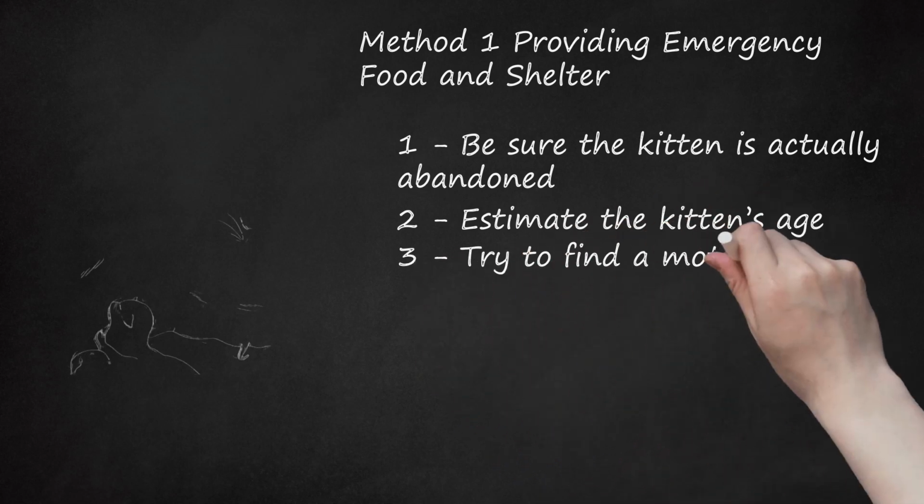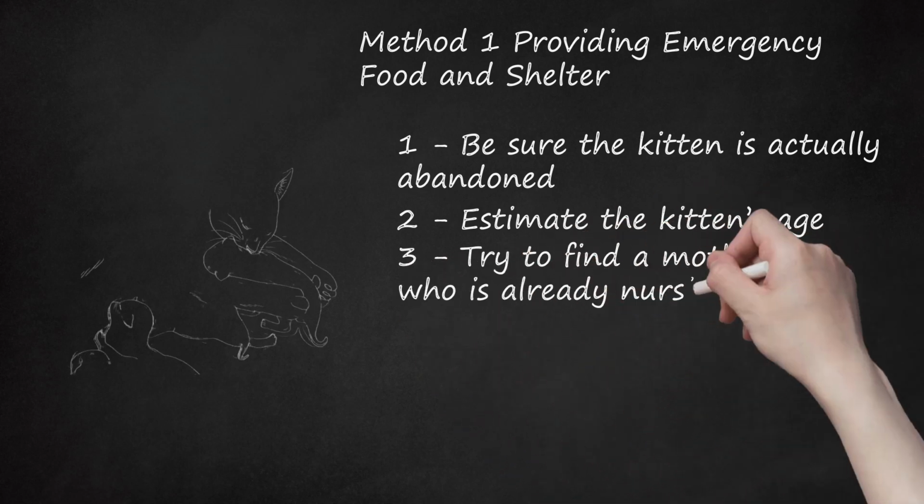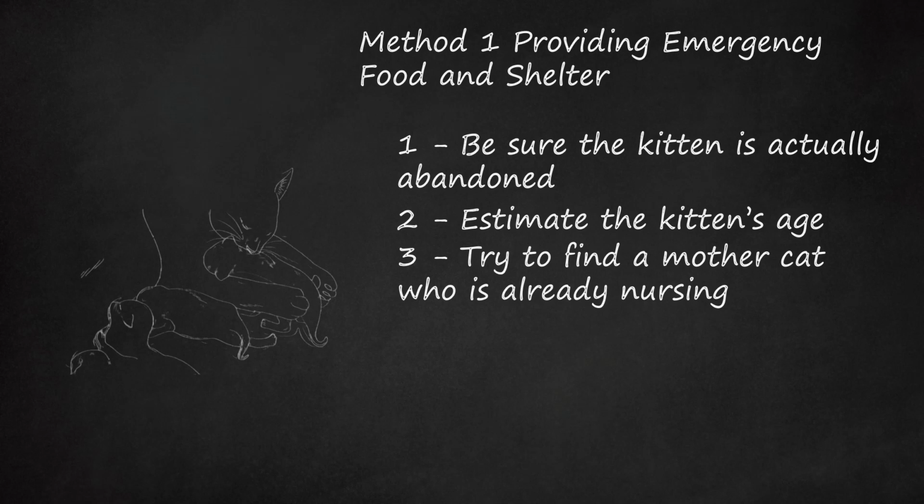3. Try to find a mother cat who is already nursing. Mother cats who are nursing have very strong maternal instincts and have been known to adopt other kittens into their litters. Since a mother cat's milk is the absolute best food a kitten can be given, and a mother cat already knows how to take care of a kitten, being able to give the kitten to a nursing mother is the best option. Call your local humane society, veterinarian offices, and rescue organizations and ask if anyone has a mother cat who could take on an extra kitten or two.